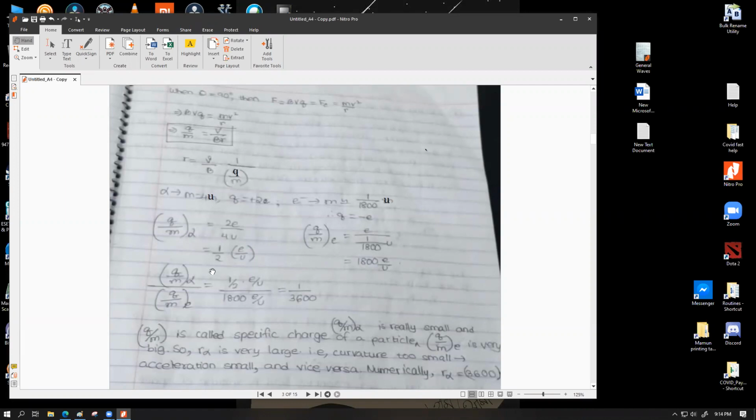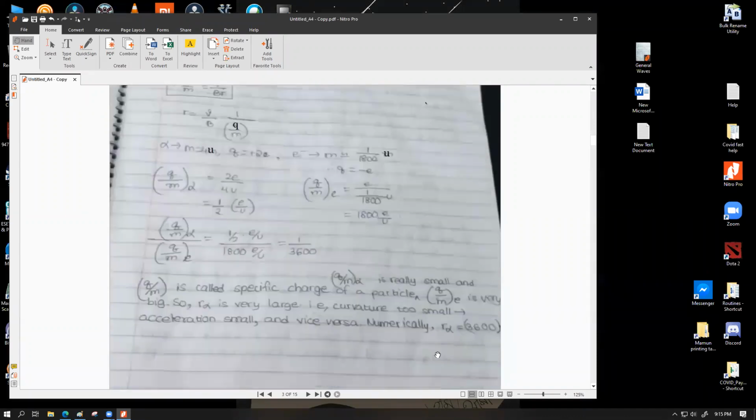Why is the denominator very small? Because this is half of e by u, compared to the electron, where this is 1800 e by u. So for the electron, this denominator is very big, so r would be very small. Vice versa for the alpha particle, this denominator is very small, so the radius of curvature, the radius of the bending, would be very large. So r alpha is very large, that is, curvature is too small, acceleration is small, and vice versa.